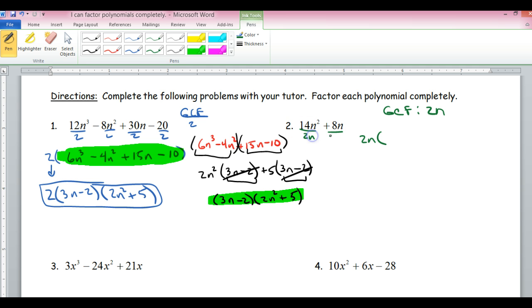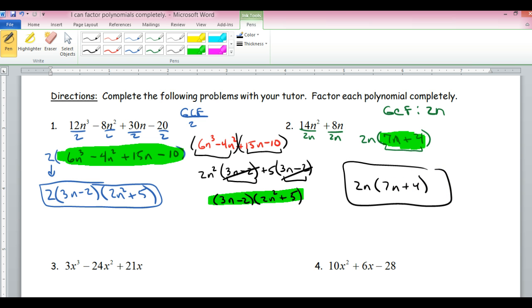Now when I divide each of these terms by 2n, 14n squared divided by 2n is 7n. Plus 8n divided by 2n is 4. Now, when you look at this remaining polynomial, can that be factored? Can 7n plus 4 be factored? Well, you only have 2 terms there. Okay? And you already factored out the greatest common factor. It's not a difference of 2 squares. That cannot be factored any further, so your final answer is just 2n times 7n plus 4. And you are done. Okay?